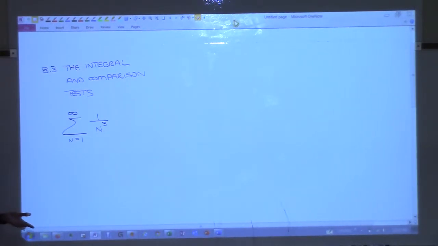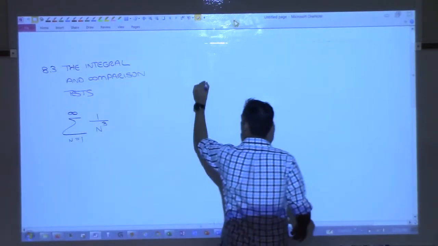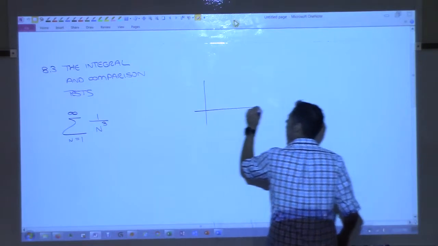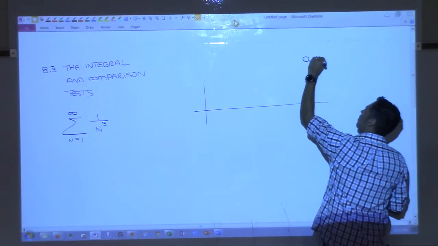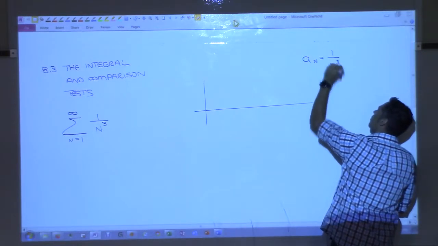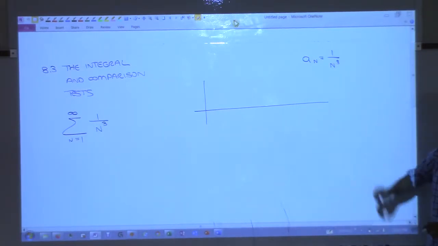Doing an integral somehow, right? Somehow bringing in an integral. Okay, so let's take a look at this sequence. A sub n is 1 over n cubed. The sequence, not the series, the sequence.